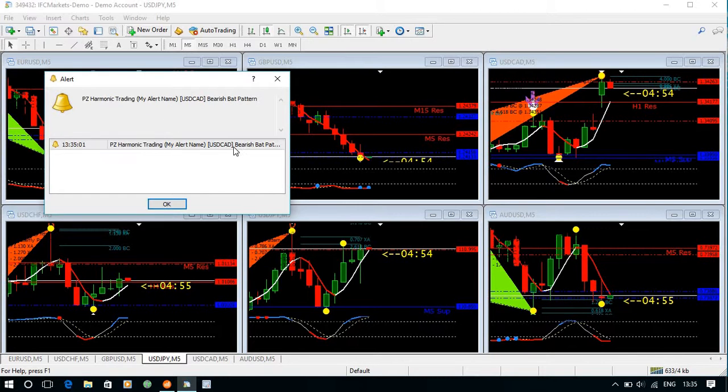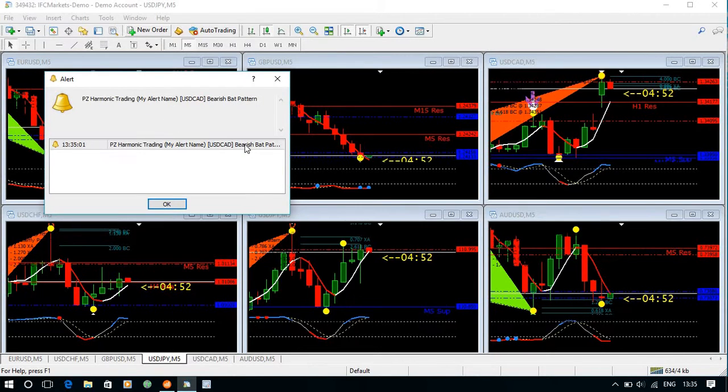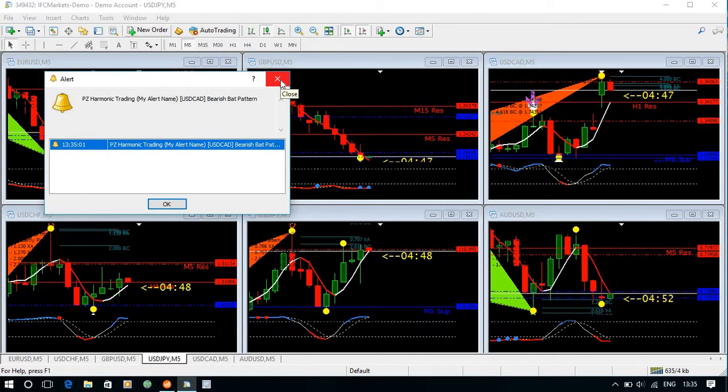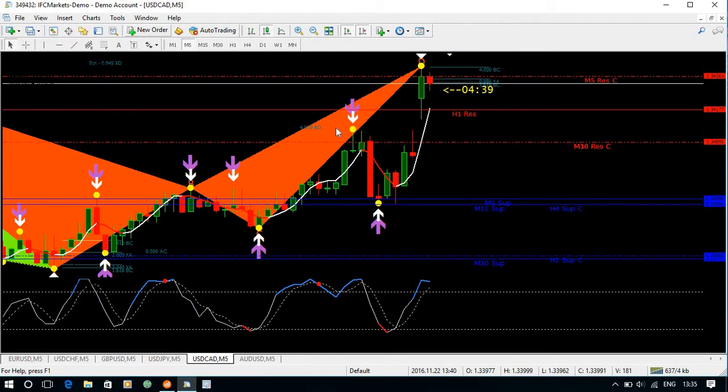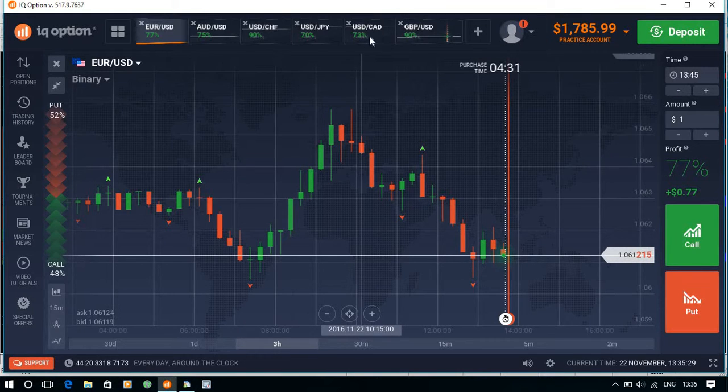Right, here we go. USD CAD. There is a bearish Bat pattern, so that must have just happened. So we'll go on to USD CAD. There is a bearish Bat pattern forming now. Okay, so it's hit the 5-minute resistance. Go on to your broker, USD CAD.